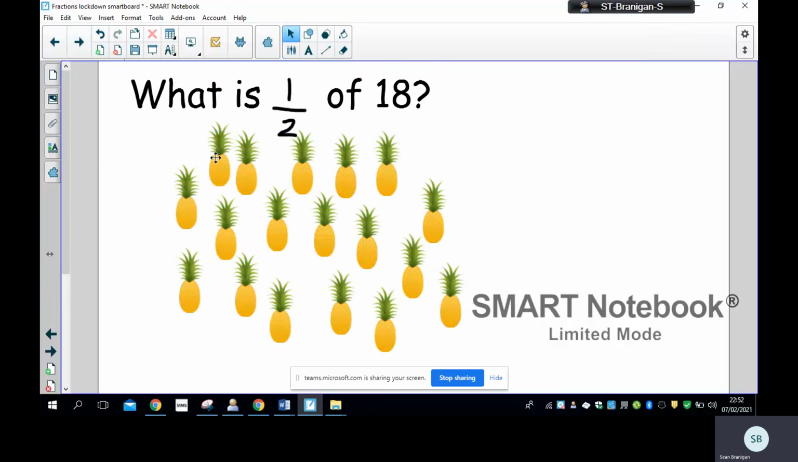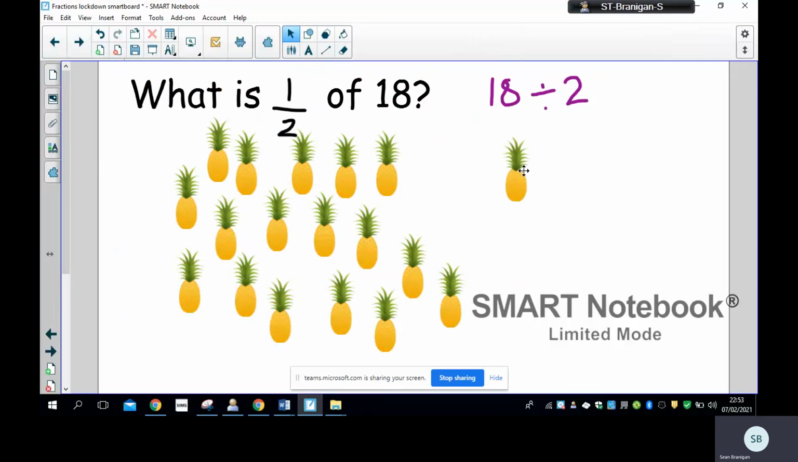And now I've got some pineapples. 18 pineapples. I've got to find out how many is in one group when there are 2 equal groups. So I've got to do 18 and divide it by 2. Now some of you will know this straight away because you know your 2 times tables. 2 times 9 is 18, so there's going to be 9.